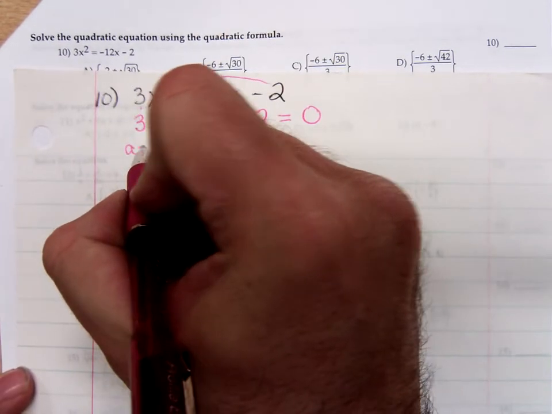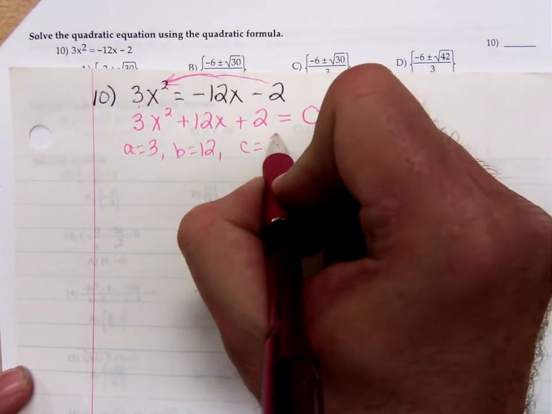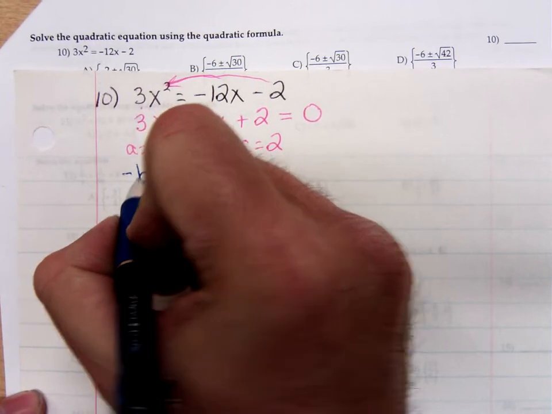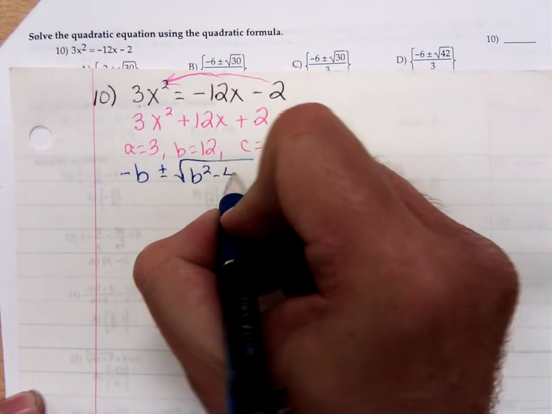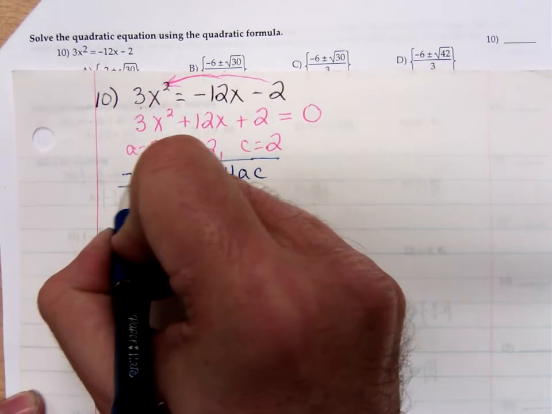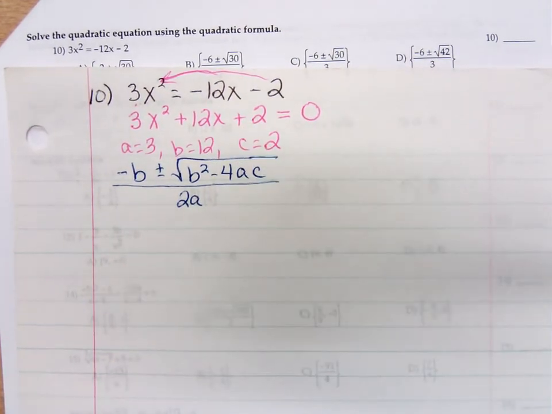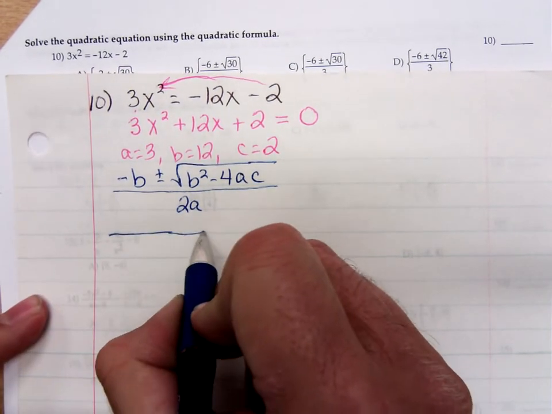So a is 3, b is 12, c is 2, and I'm just going to plug into the quadratic formula. Let me write it down. Negative b plus minus the square root of b squared minus 4ac all over 2a. You're plugging into this quadratic formula. I always suggest don't show too many steps. Showing steps is good, but don't show too many because you're going to bog yourself down.